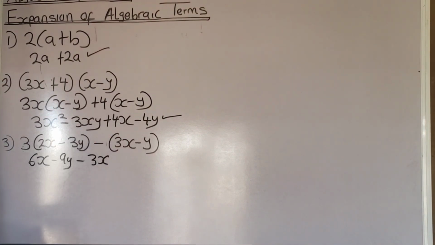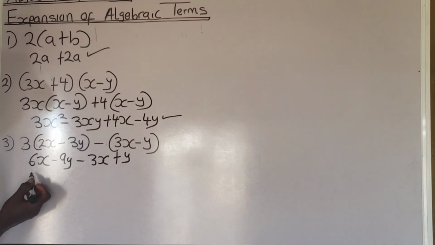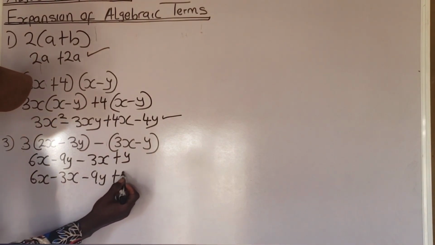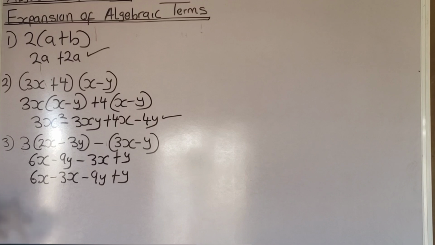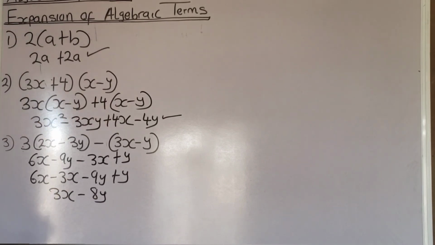Negative 1 times negative y, that's what? Positive y. Do you understand? Okay, so I'm going to have 6x minus 3x minus 9y positive y. I'm very sure you understand what I did here. I just collect like terms. Okay, 6x minus 3x, that will give us 3x. So I'm going to have 3x, negative 9y positive y, that will be what? Negative 8y. So the simplified version of this is 3x minus 8y. Do you understand? Okay, let's have another question.